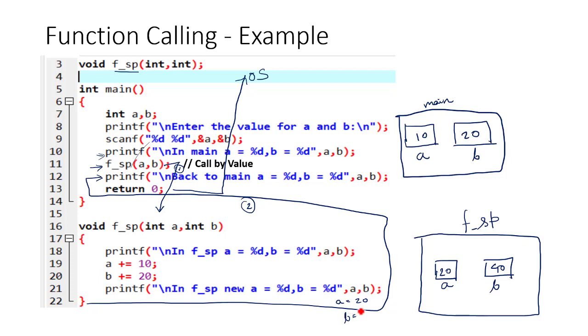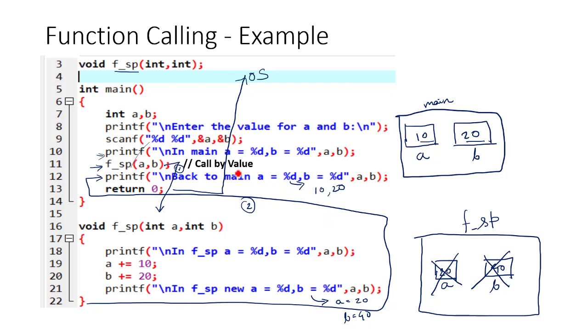Now from here we are going back to the main function, to this printf statement, and as we are switching back to the calling function, the availability of this a and b will be gone. The a and b available in the main function have the values 10 and 20. So this printf statement will print 10 and 20, not 20 and 40, right? This is how a function call actually works.